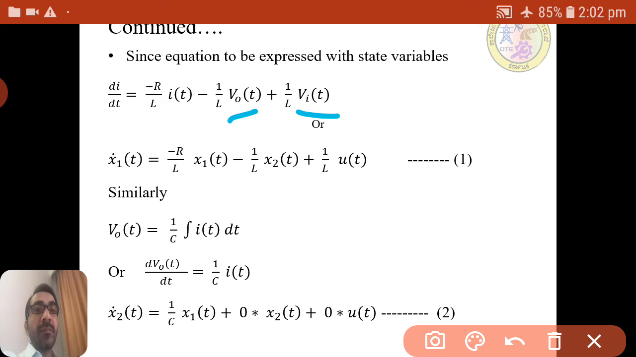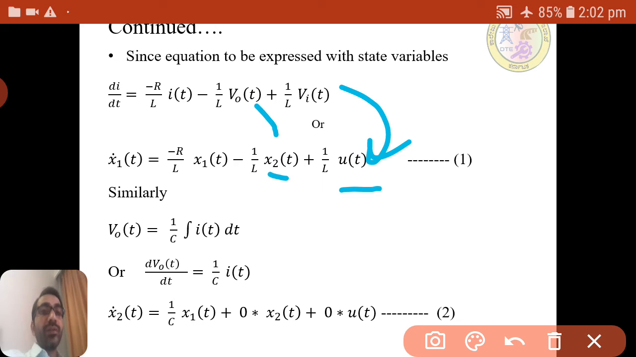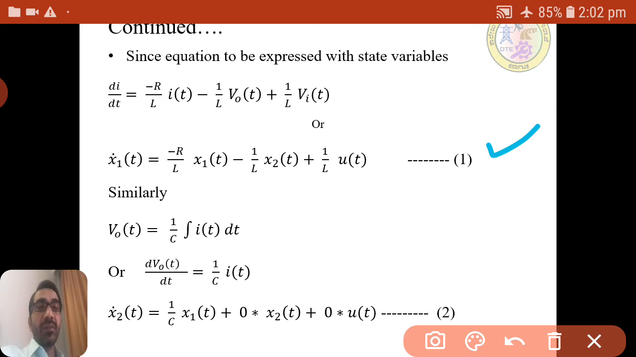Okay, the same thing we can represent with state variables. So the derivative, x1 dot of t, is equal to minus r by L x1 of t. So I of t is the first variable, and v naught of t, that is nothing but vc of t, is the second variable, and vi of t is nothing but u of t. So this will be considered as the first state variable equation.